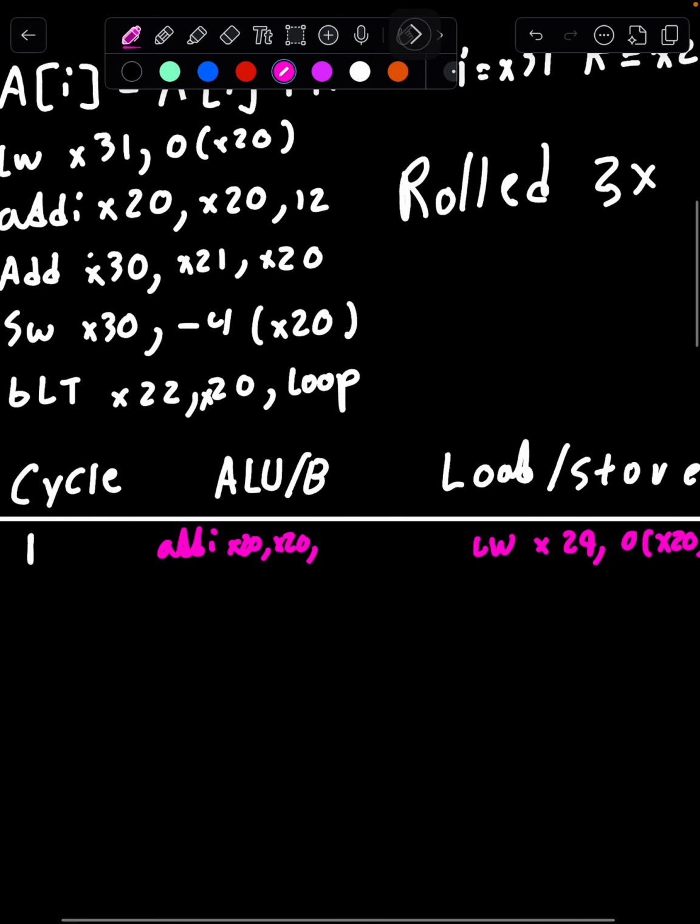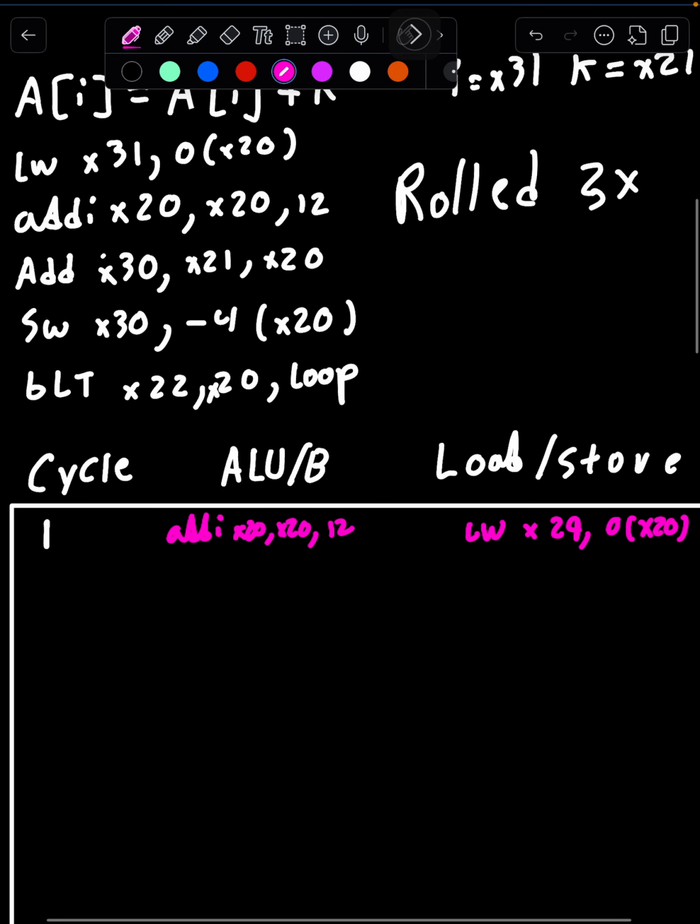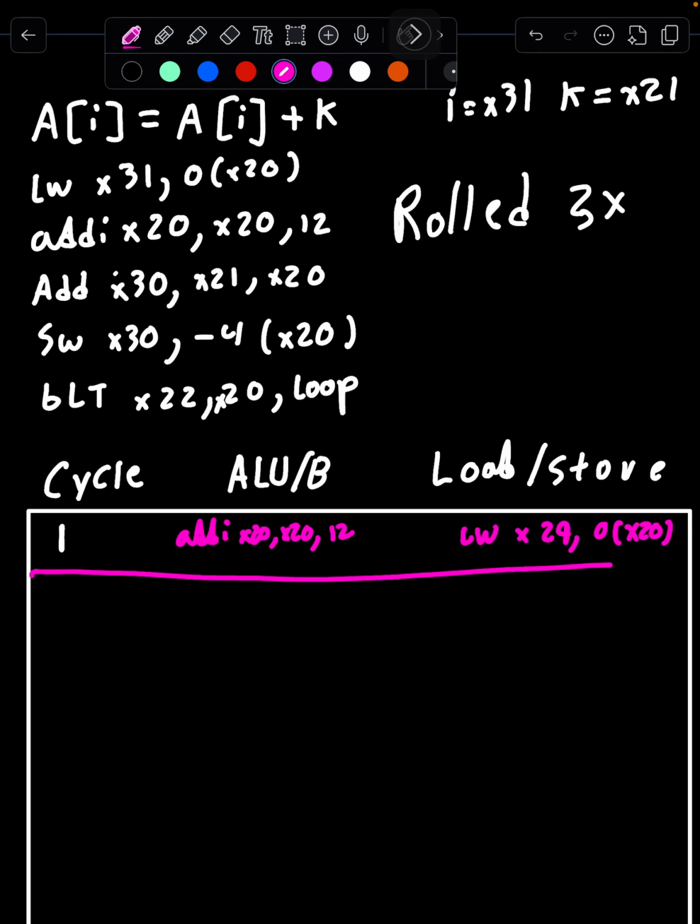Here's a question though. What is the offset that we have to add here? Because we're doing 3 times 4, that's 12. If we were doing 4, it would be 16. So we move that to 12. And now we go to our next iteration. Cycle 2.